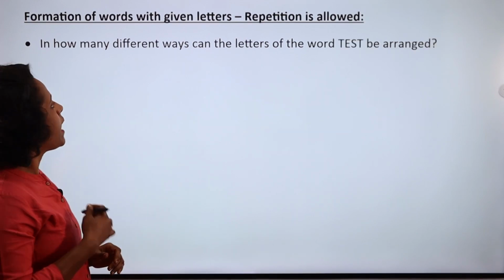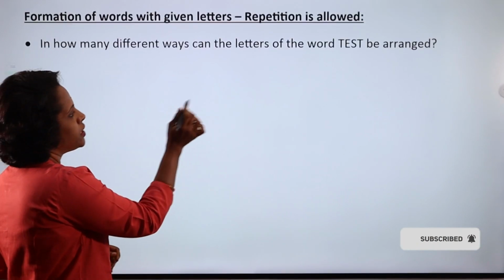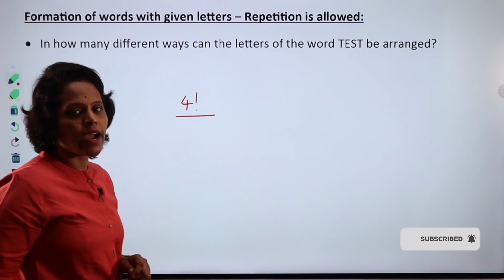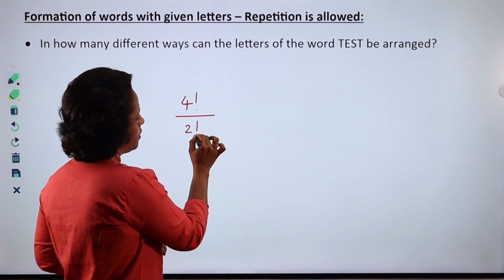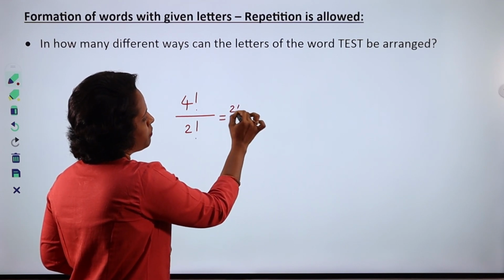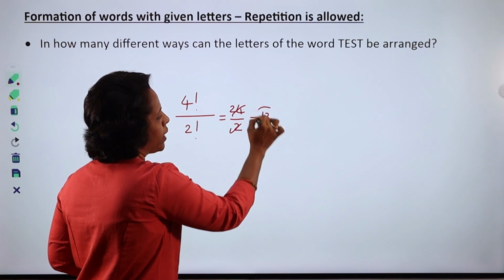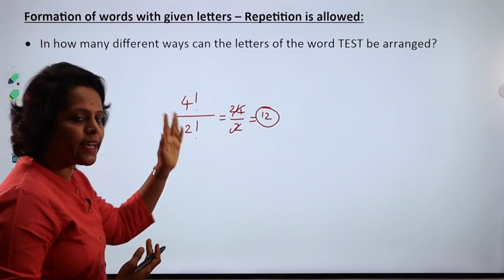The next question: in how many different ways can the letters of the word TEST be arranged? TEST is a 4-letter word. 4 factorial divided by 2 factorial, as T is repeated 2 times. 24 by 2, on cancellation we are left with 12. So 12 words can be formed using the letters of the word TEST.